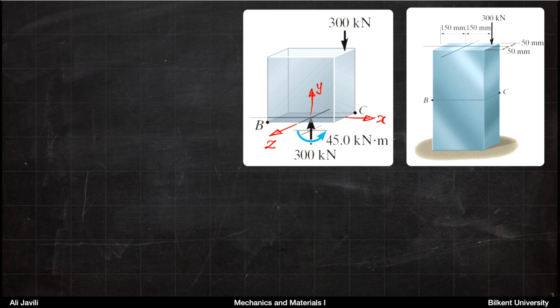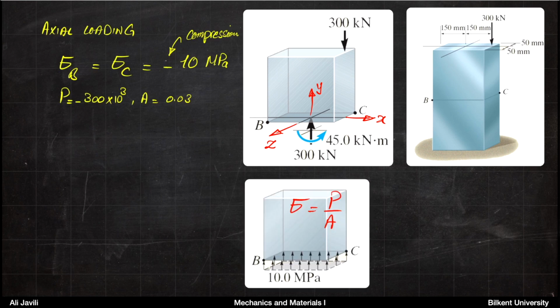So if you think of the coordinate system that we have here, x, y, z, you can think that the stress that you get due to the force 300 kilonewton would be a compressive stress, and it's equal throughout the cross section. So it's the force 300 kilonewton divided by area.